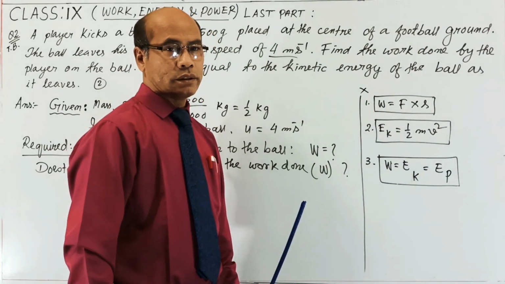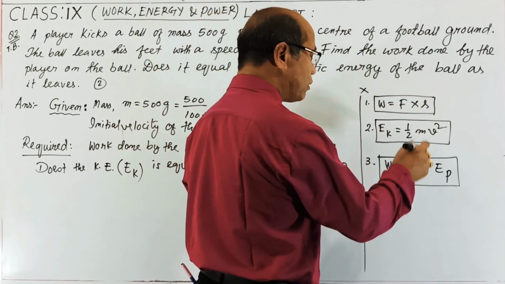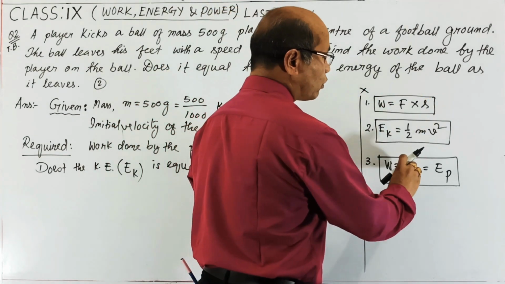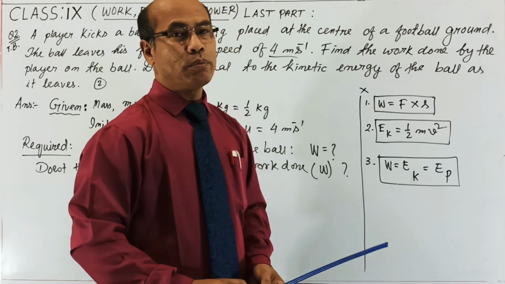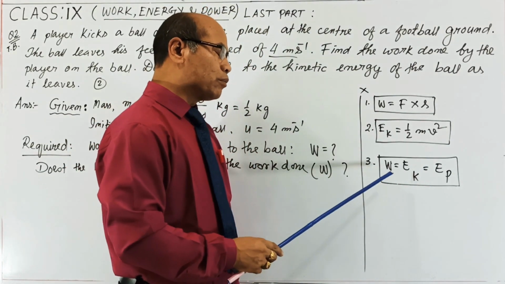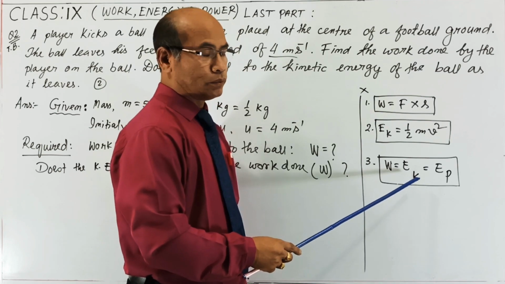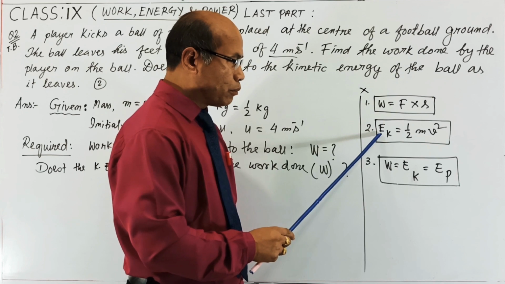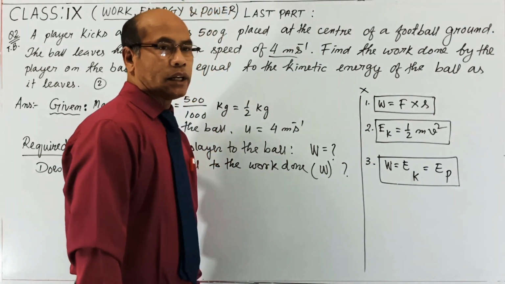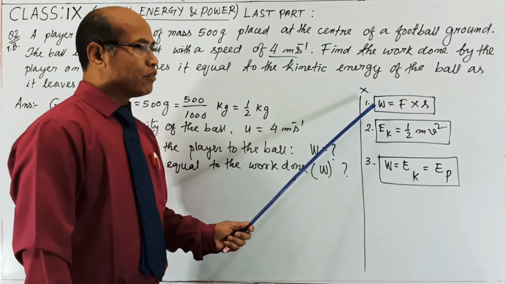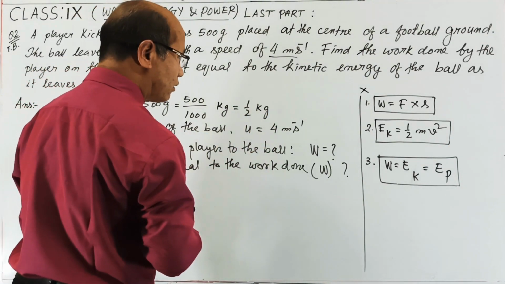Another way to find work done is to use kinetic energy or potential energy. Work done is directly not given, so we find the kinetic energy using formula number 2, half mv squared. Without this kinetic energy we cannot find out work done, since we don't have force and displacement. So first of all we have to find out kinetic energy.